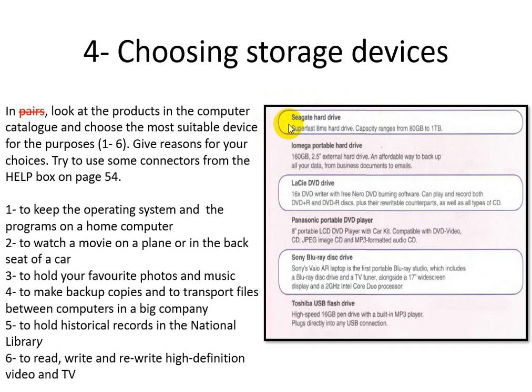For instance, Seagate drive will have more gigas in it, a terabyte, 80 gigabyte. DVDs are smaller usually. I mean, DVD, if it is double layer, would be 100 gigabyte.